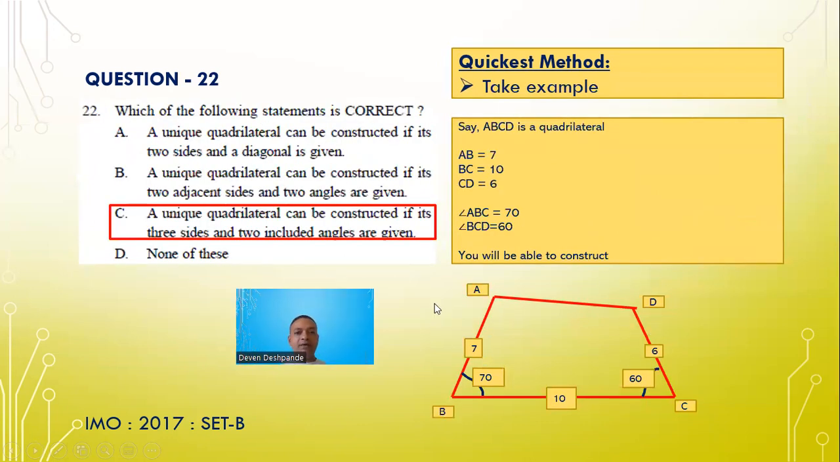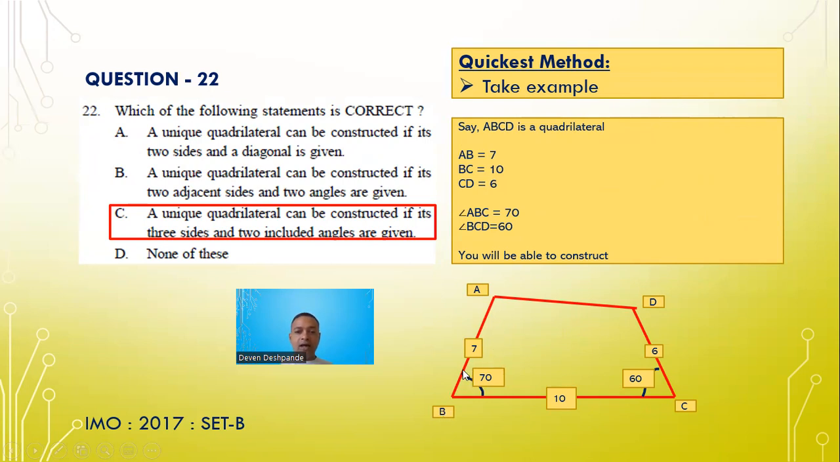Which of the following statements is correct? So the only statement which is correct is: a unique quadrilateral can be constructed if its three sides and two included angles are given. So we'll take an example. If ABCD is a quadrilateral, and let's say that three sides are given, AB is 7, BC is 10, and CD is 6. And included angles are given, ABC is 17, BCD is 60. So AB is 7.